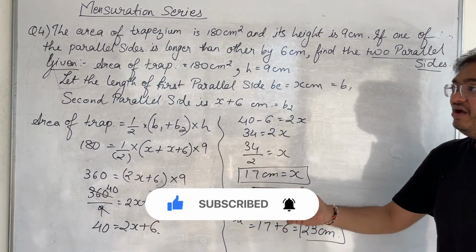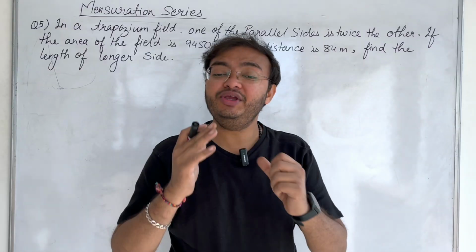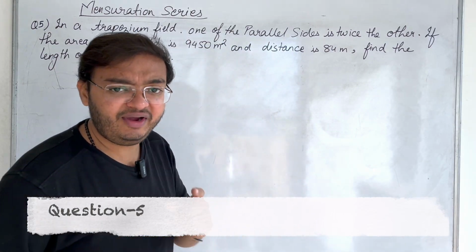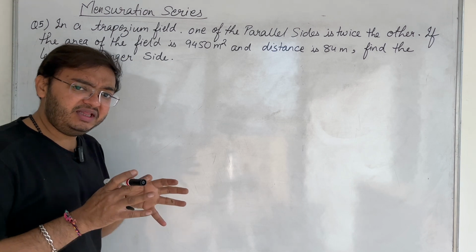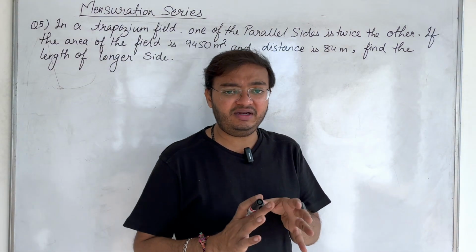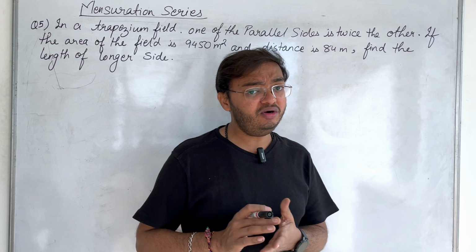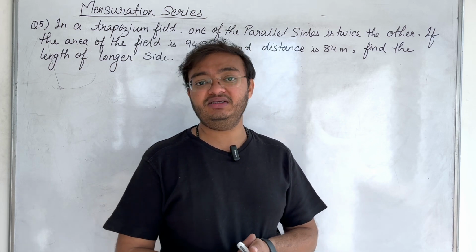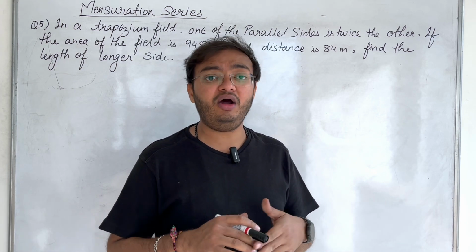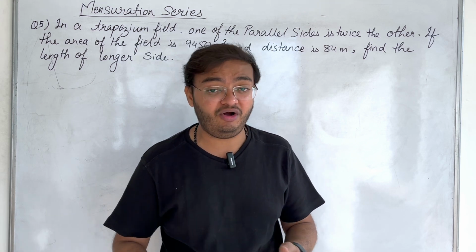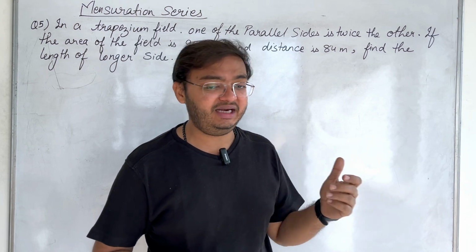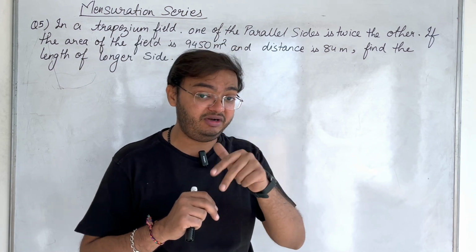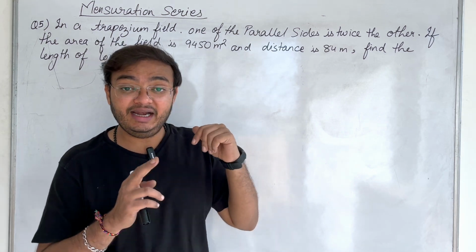Let's begin towards our question 5. So here's question 5. Let's see what it tells us. In a trapezium field, one of the parallel sides is twice the other. That means whatever the length of the first parallel side, the other parallel side would be double. And we don't know the length of the first parallel side. So, as in ratio, whenever something is missing or unknown, we take it as x. So here we will take the first parallel side to be x, then the other parallel side would be twice, that means 2x.